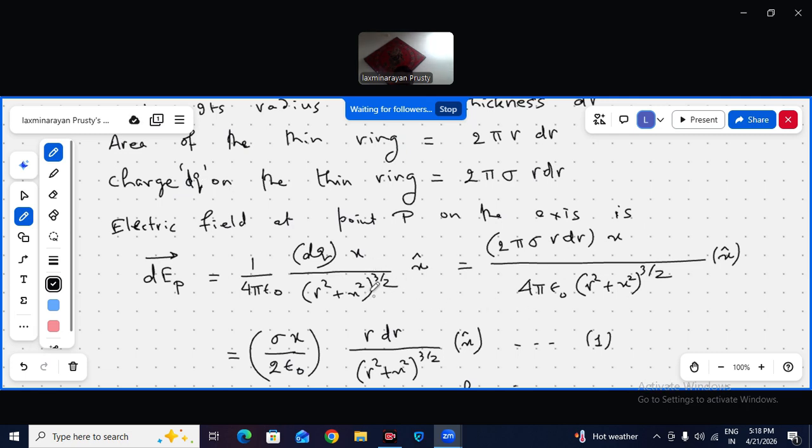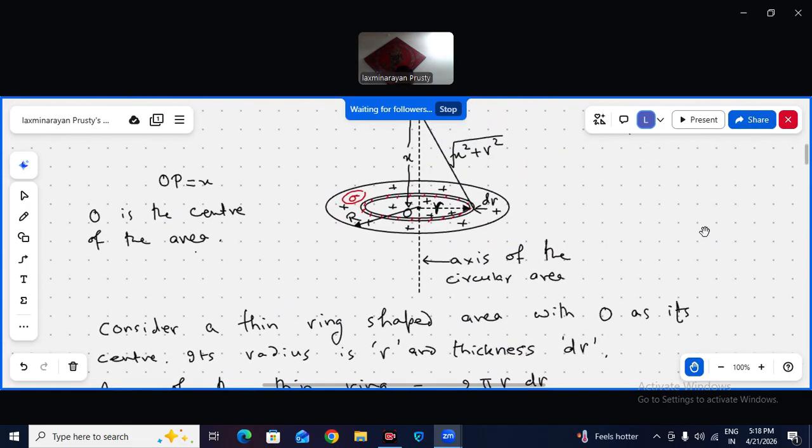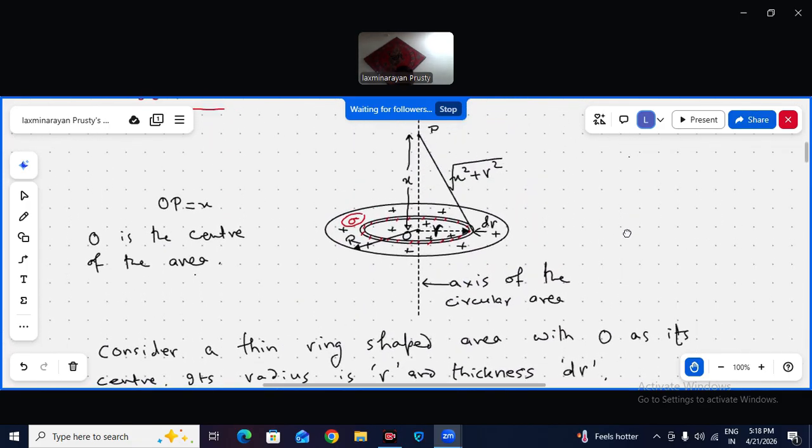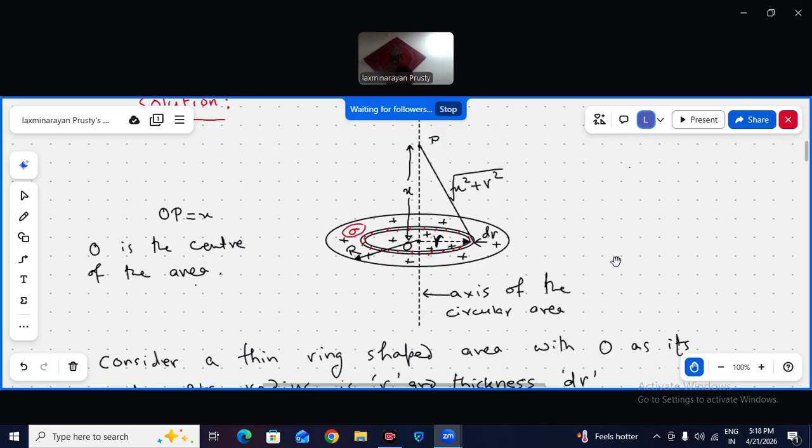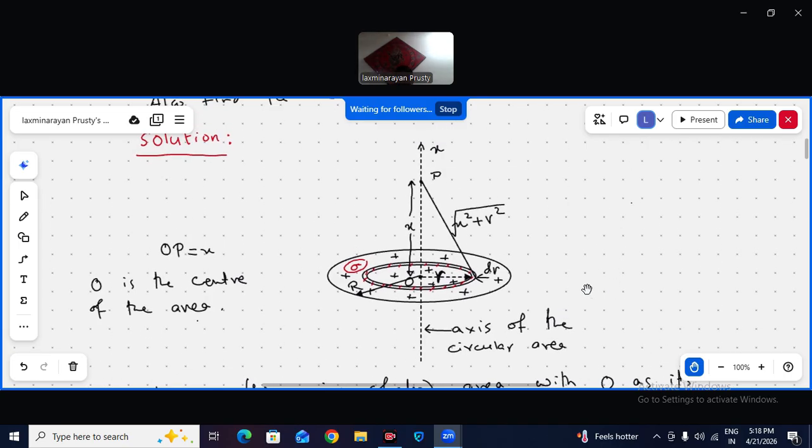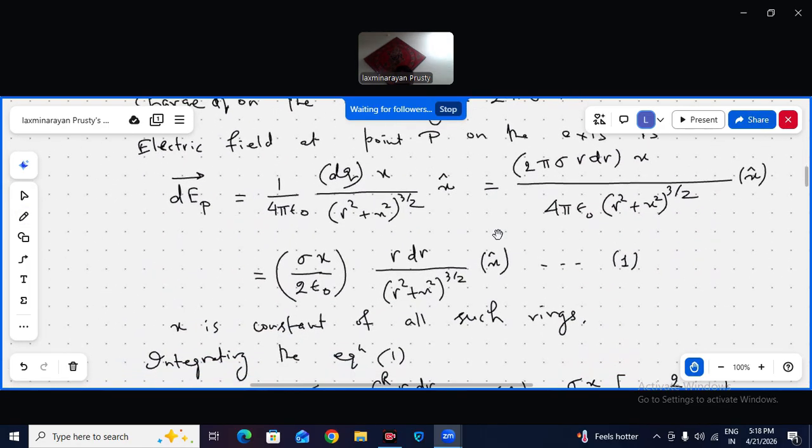So dE will be, along the axis, 1 by 4 pi epsilon 0 dq into x divided by r square plus x square to the power 3 by 2, in the x cap direction. This is from the basics of the field on the axis of a uniformly charged ring. So this is the field direction. I can give a direction here, E. So this is dE at P.